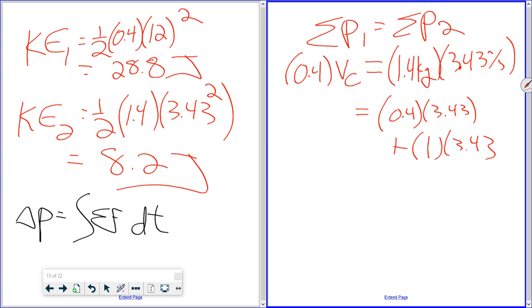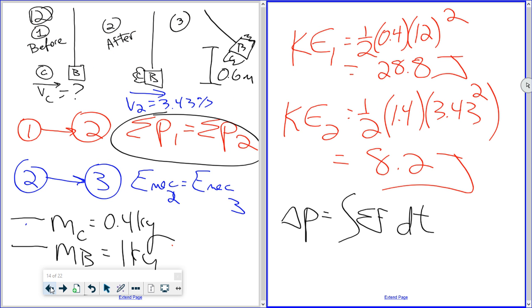Before, you were saying the impulse between pictures 1 and 2 is the same for both the block and the clay. Well, how come the impulse isn't the same for the block and the clay between pictures 2 and 3? Because it's a different scenario. Between drawings 1 and 2, the only force is the force of the clay pushing the block and the block pushing the clay. So all of the forces are internal from drawing 1 to 2, which is why our total momentum stays the same.